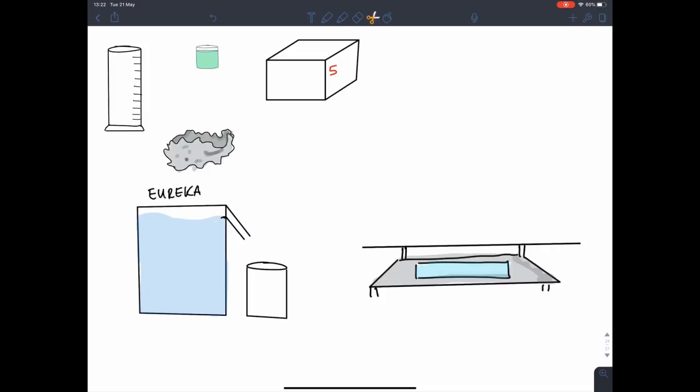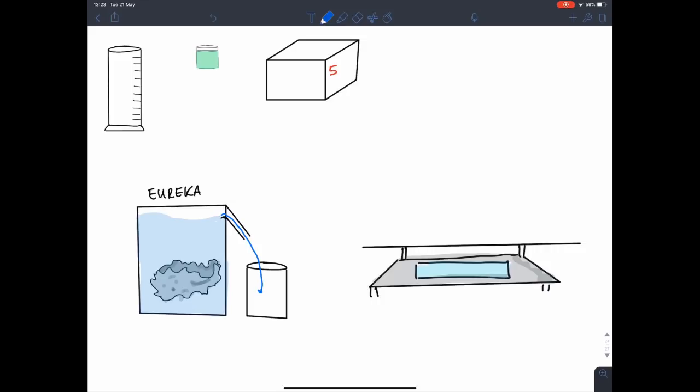So what you're going to do is take this rock and throw it into the eureka can, and as it goes in, the level of water is going to increase and it's going to fall out into this beaker. It's just like when you get into a bathtub, the level of water rises. So the rule is that this rock will displace the same volume of water as its own volume.